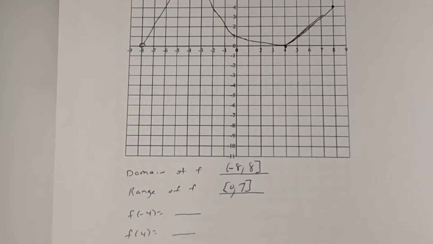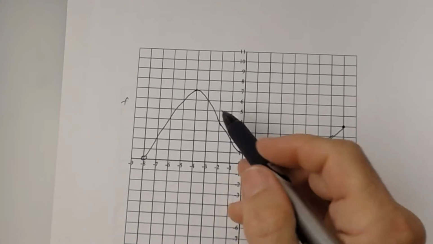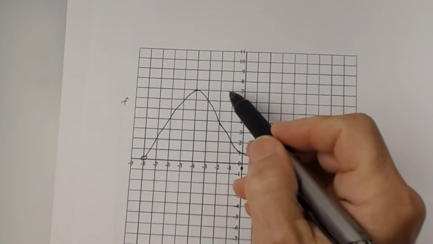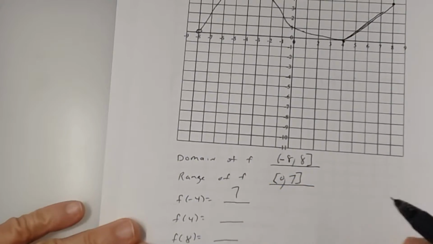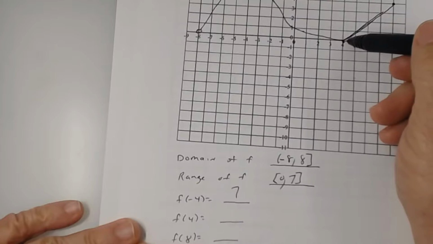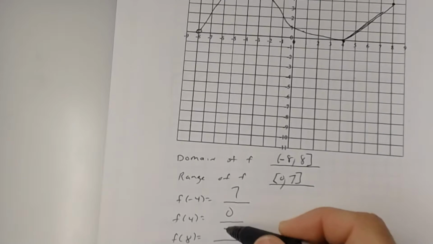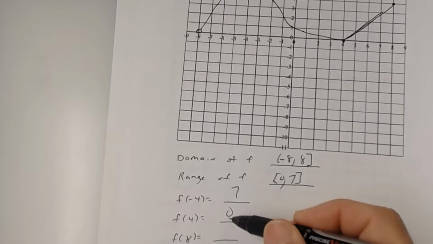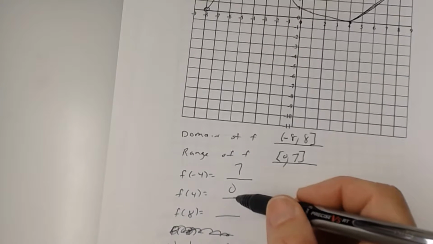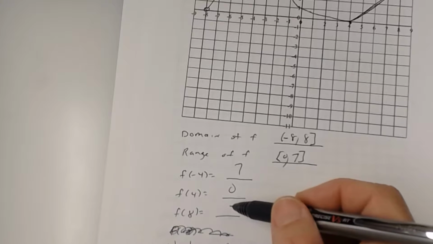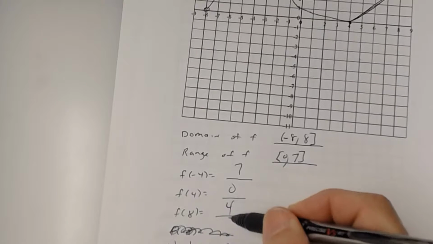What's f of negative 4? F of negative 4. So what's the y value when x is negative 4? 7. What's f of positive 4? 0. So you see that your 0 is part of your range right here, because there is an x value that's associated with it. What's f of 8? 4.